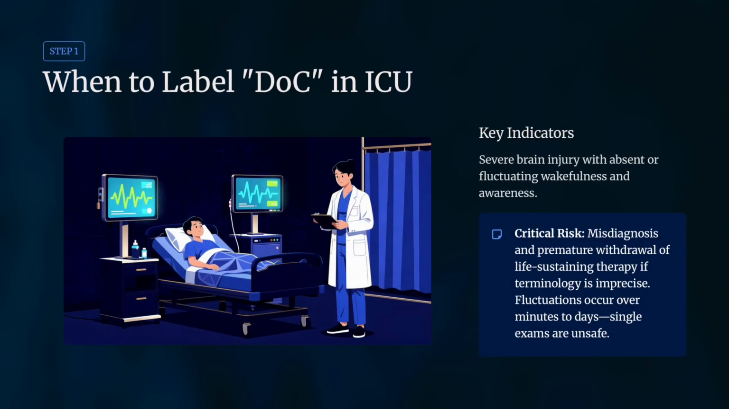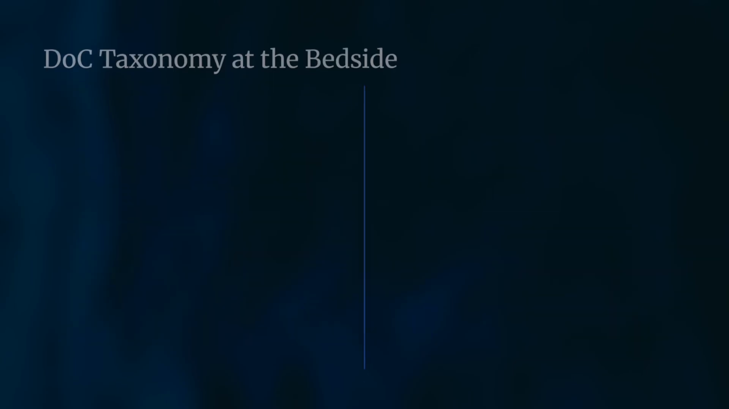So how do you label a patient as having a disorder of consciousness? Severe brain injury with absent or fluctuating wakefulness and awareness. The critical risk here is misdiagnosis and premature withdrawal of life-sustaining therapy if the terminology is imprecise. Fluctuations can occur from minutes to days. A single exam is therefore unsafe here.